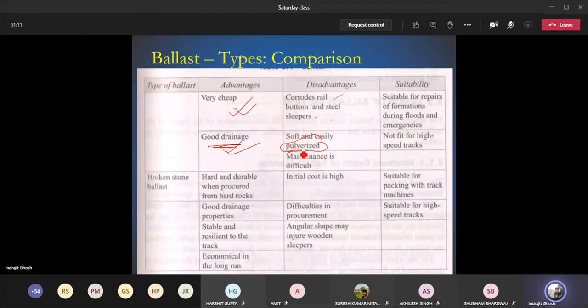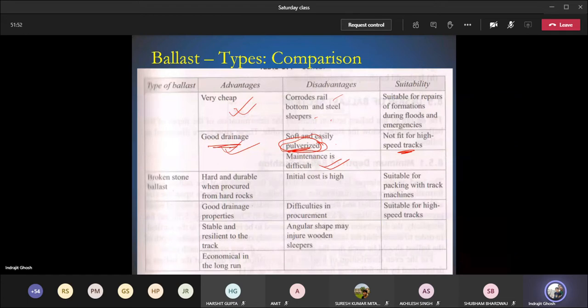Anybody, what is the meaning of pulverized? What does it mean? So pulverized is basically a property of a particular material which can be reduced to fine particles. So cinder or coal ash, you have seen a photo, a grey color photo, ash color photo. So over time you can expect that some of those pieces, those chunks, will be reduced to fine particles. So that is nothing but the pulverization property. Maintenance is difficult, not fit for high speed railway tracks.